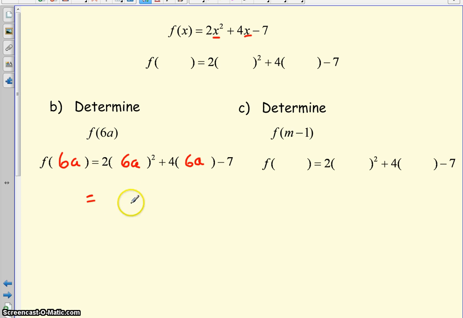I'll let you give that a try on your own, but just before you do that, I'll set up the next one the exact same way. It says determine f of m minus 1. Again, I'm replacing my input, my x, with m minus 1. So I get 2 times (m minus 1) all squared plus 4 times (m minus 1) minus 7. What you should do from this point is try and simplify them as best you can. I'm going to give you a minute to try and do those on your own. So give them a try, see if you can work through the algebra, and push play when you're ready to go through it together.